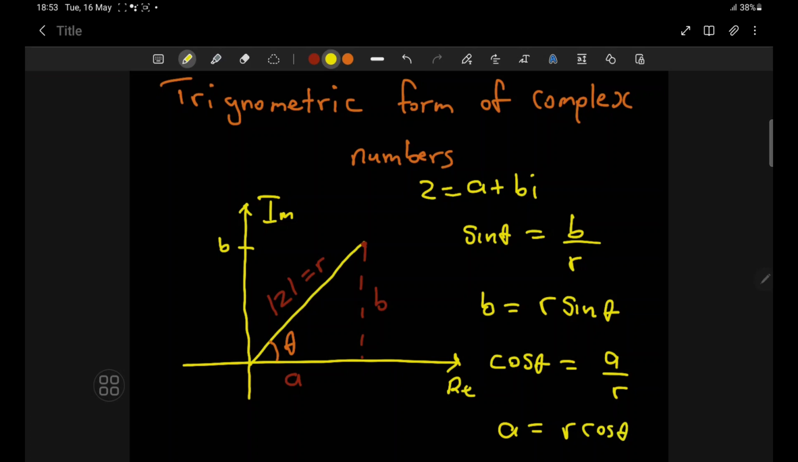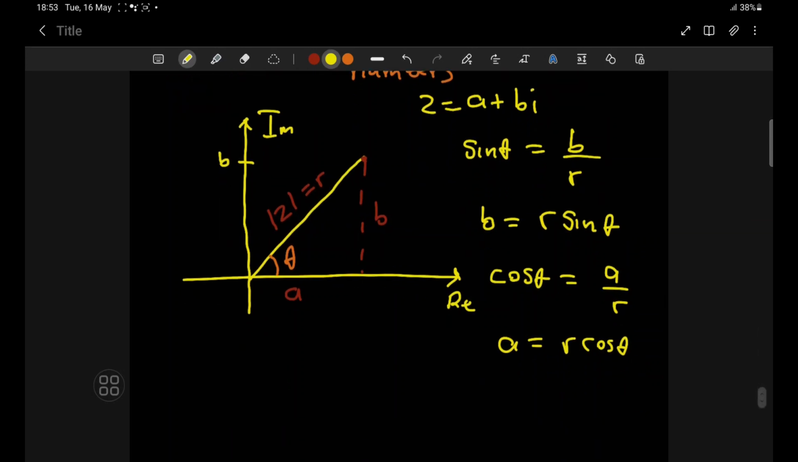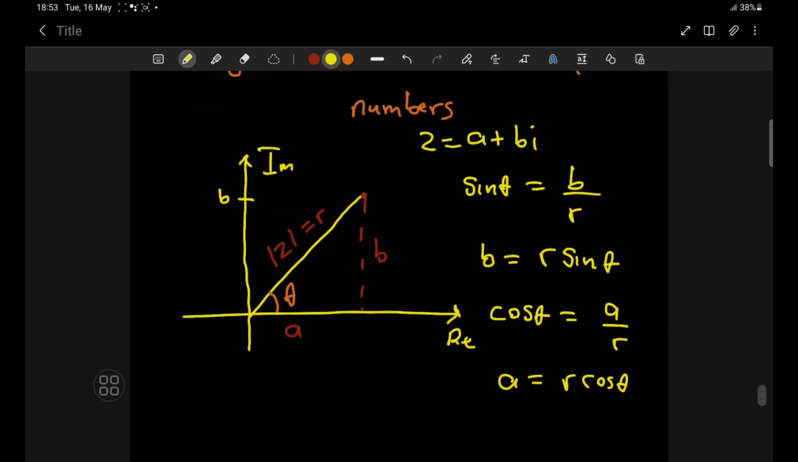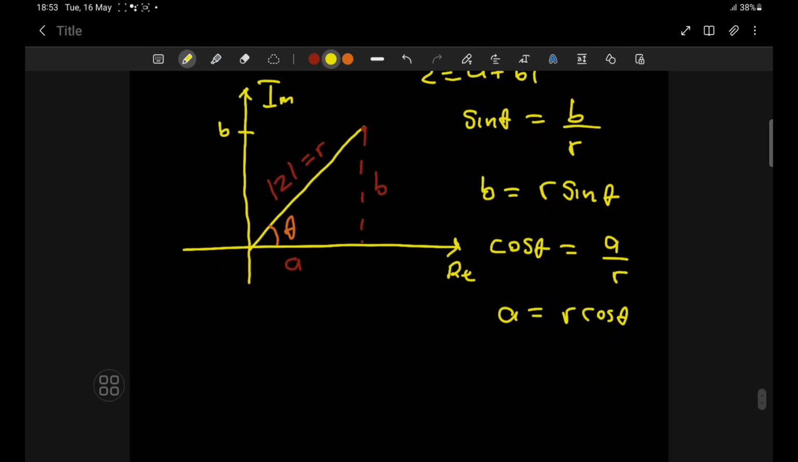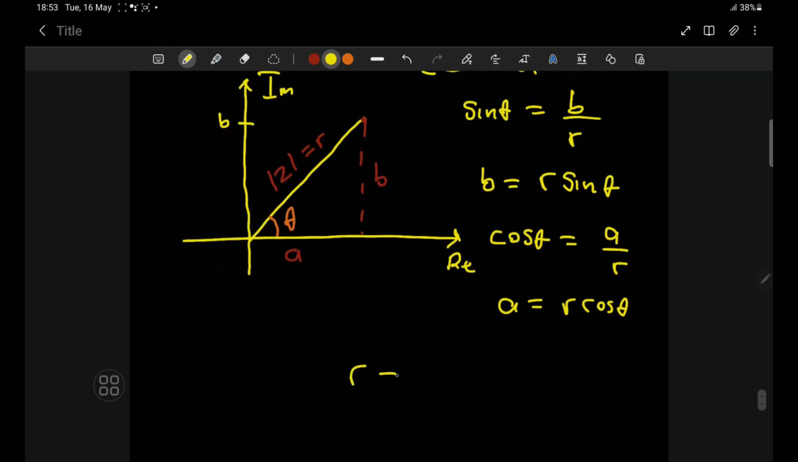So these are the representations. And then our r, or |z|, which is the modulus of z, will just be the square root of a squared plus b squared. This is the modulus of z, which is r.